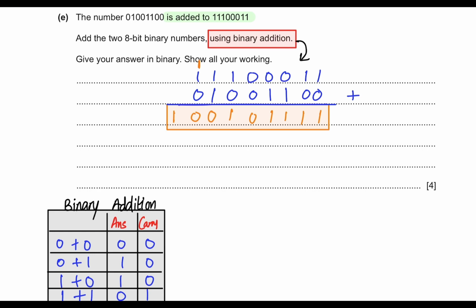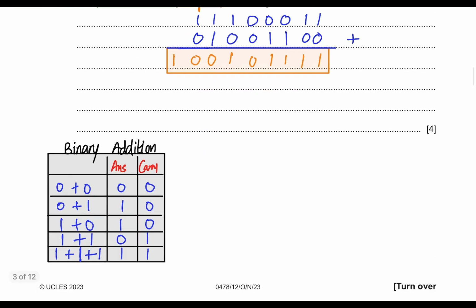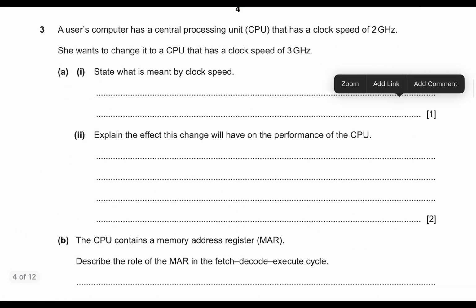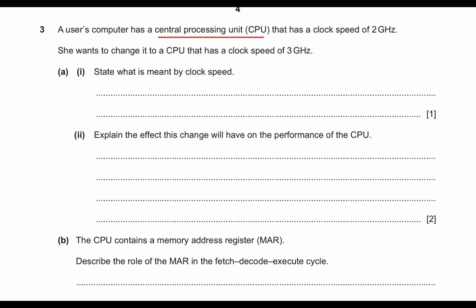All right. So this binary addition table is really important for you guys to learn. You can take a picture or a screenshot to solve the questions. Question number 3. A user has a central processing unit that has a clock speed of 2 gigahertz. She wants to change it to a CPU that has a clock speed of 3 gigahertz. What is meant by the term clock speed?